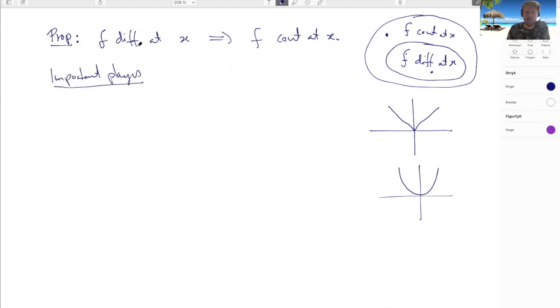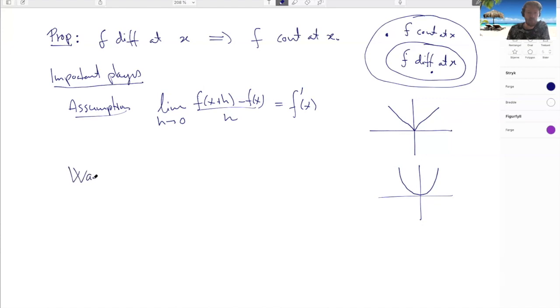Well, it's the definition of what this means, and it's the definition of what this means. So our assumption is that f is differentiable at x. So this means that if you take the limit as h goes to 0 of f of x plus h minus f of x divided by h, this limit exists and is equal to this. And in this proof, exactly what it is equal to is not so important. The important thing is that this limit exists.